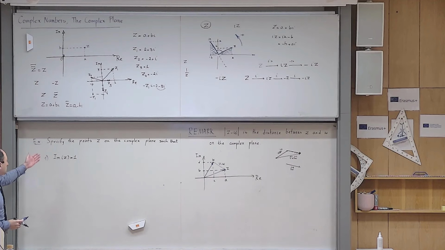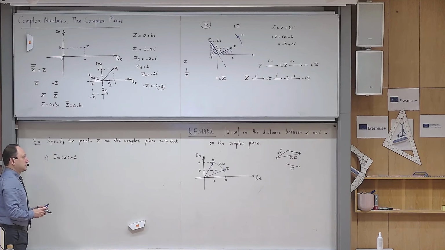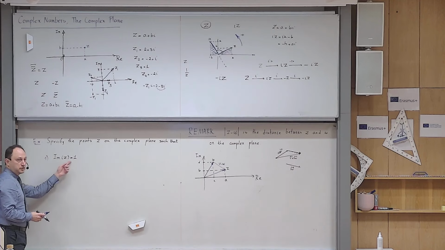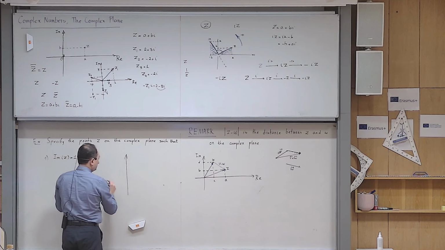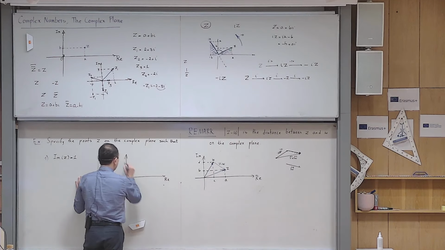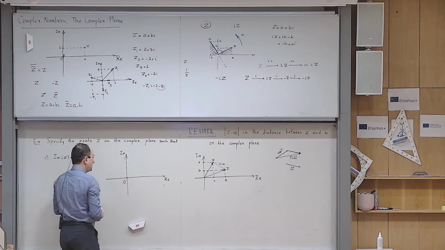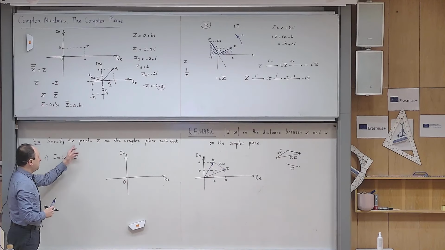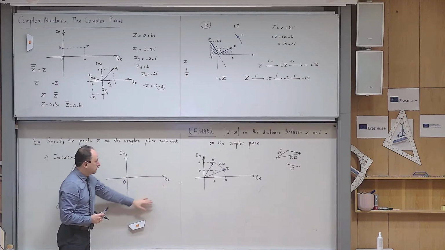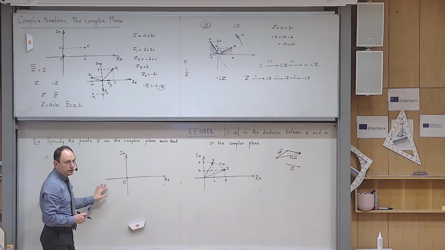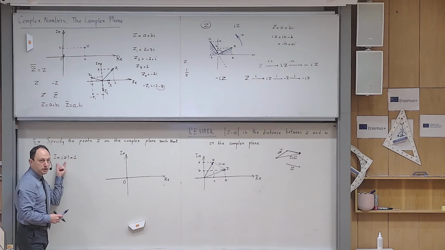Okay, so I want you to understand, this is a very typical question in this section. Specify the point z on the complex plane such that imaginary of z is equal to 1. What does it mean? It means that you need to imagine the complex plane, Re and Im, and then here is yours. You need to specify all the points z for which imaginary z is equal to 1. It means that from all these points that are on this complex plane, I am interested in only those for which the imaginary part is 1.